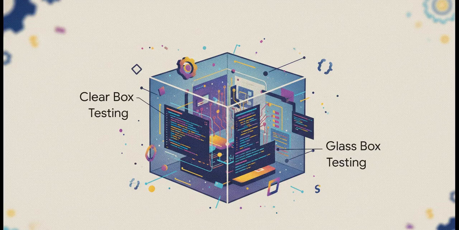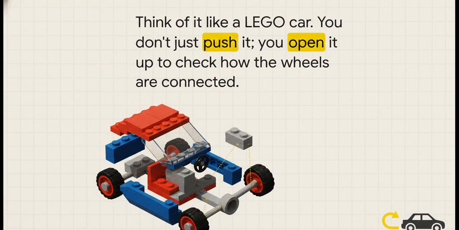Now, you might hear a few other names for this floating around. People might call it clear box testing, glass box testing, or structural testing. But don't let that fool you. They all mean the exact same thing. The goal is total transparency, being able to see right through the box to understand how all the parts are connected. The Lego car analogy makes this crystal clear. Black box testing is just giving the car a push and seeing if it rolls across the floor. White box testing, that's taking it apart, brick by brick, to make sure the axle is connected to the wheels just right, and every single piece is exactly where it should be. It's all about that internal structure.